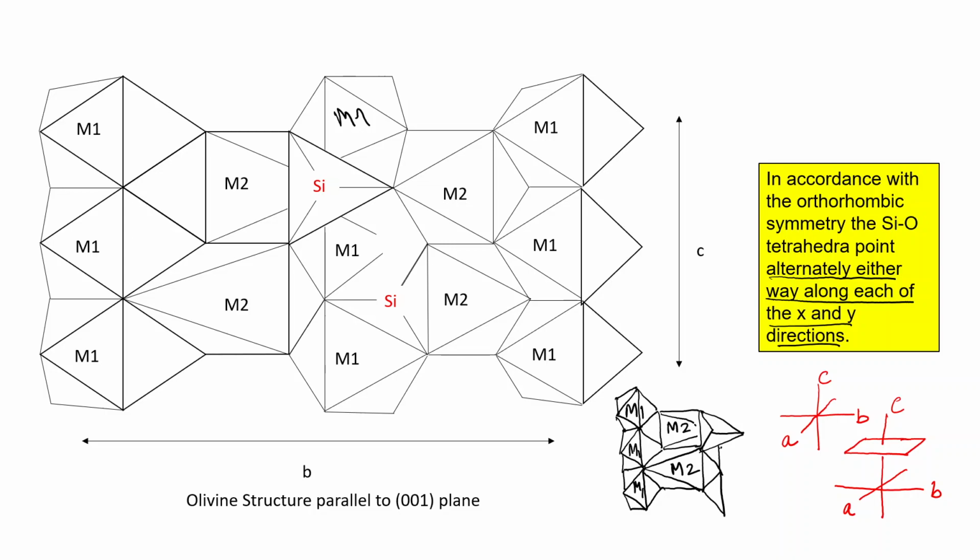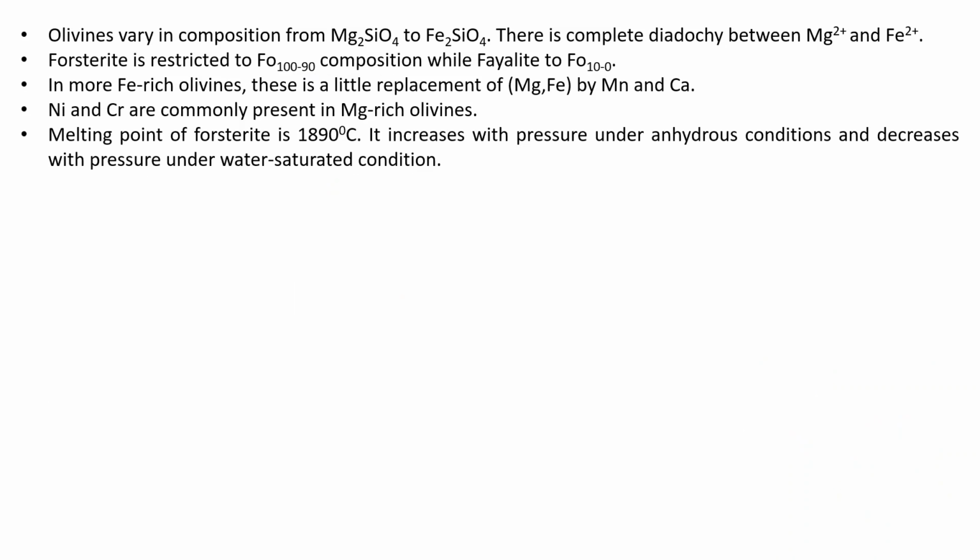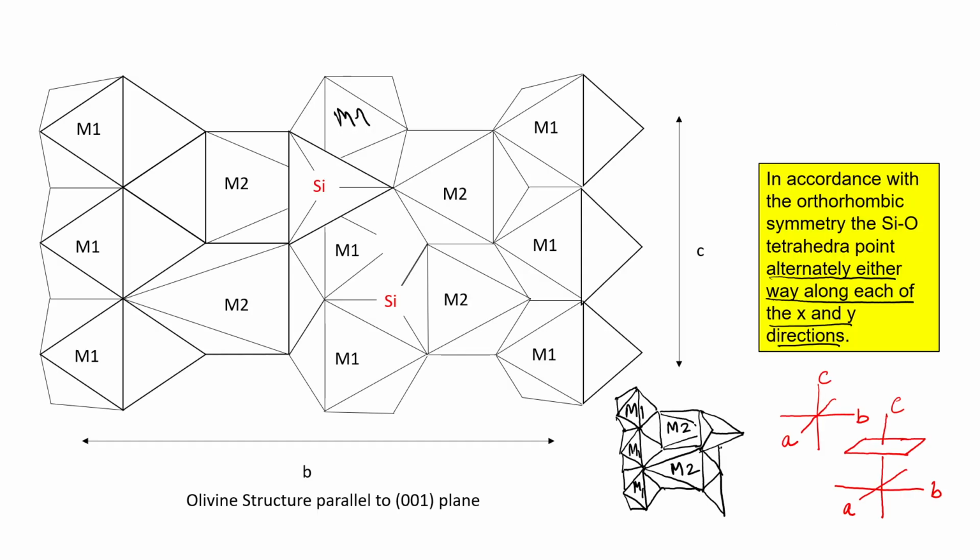So as I had told you that the Mg2+ and Fe2+ ions, they both are distributed in the M1 and M2 sites respectively. So if we write it over here, this site will specifically be Mg2+ and this site will be Fe2+. And you can see here with the help of this diagram that M1 site is smaller and M2 site is larger. All right.